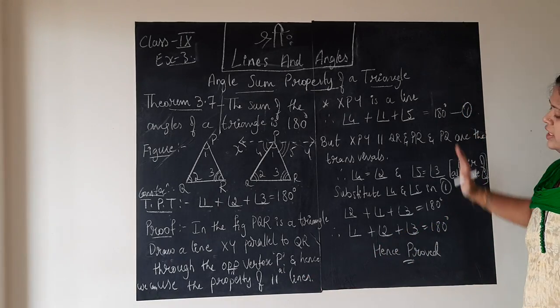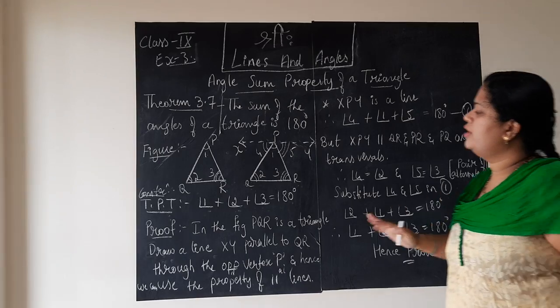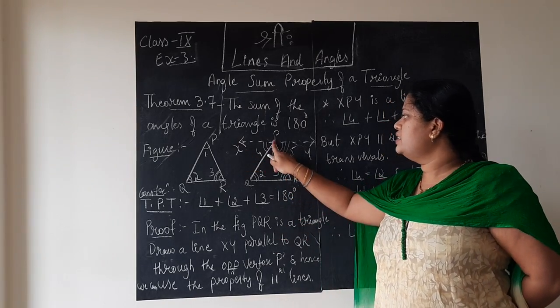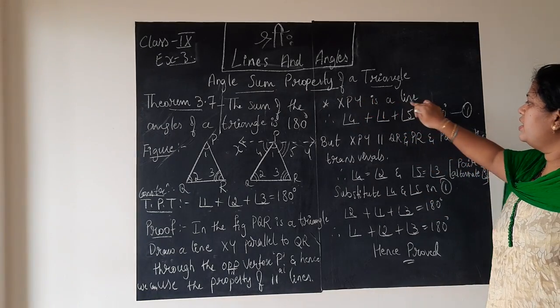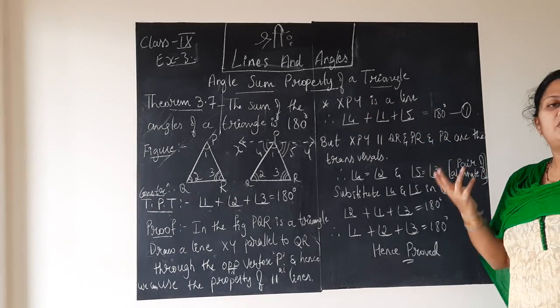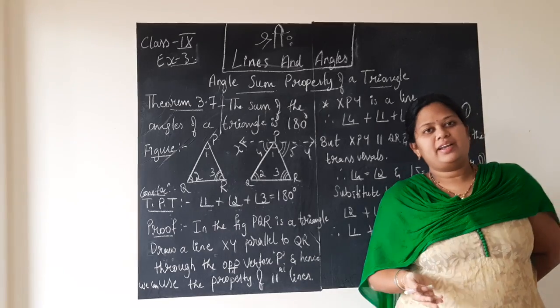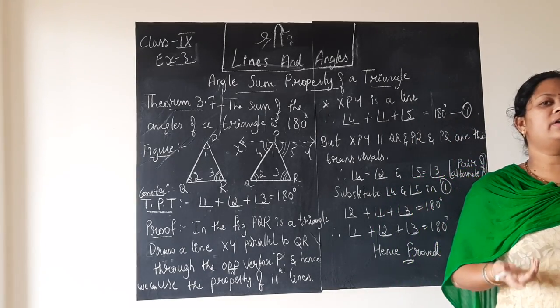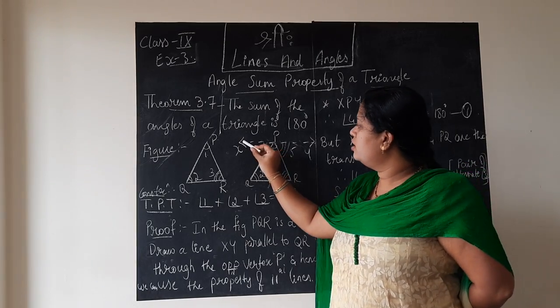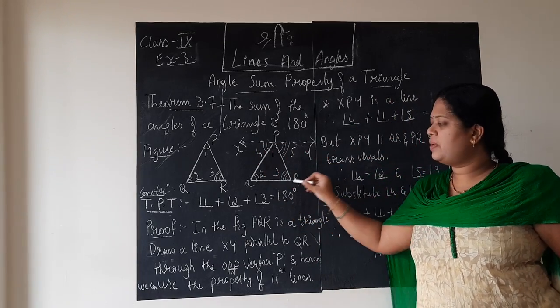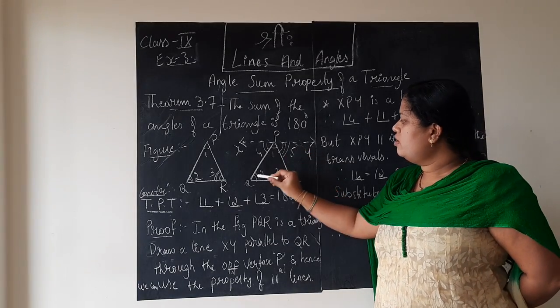Now, the important part is this, children. How are we going to prove it? We shall consider this straight line X, P and Y. XPY is a straight line. We know that a straight line makes a straight angle. What is the straight angle? Equal to 180 degrees.